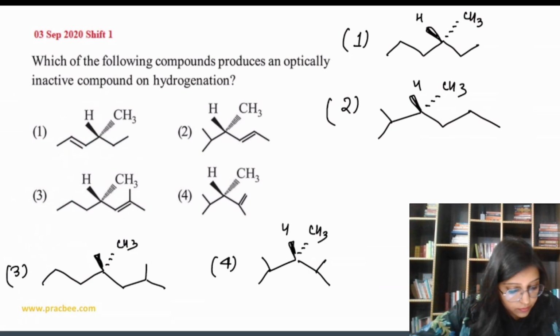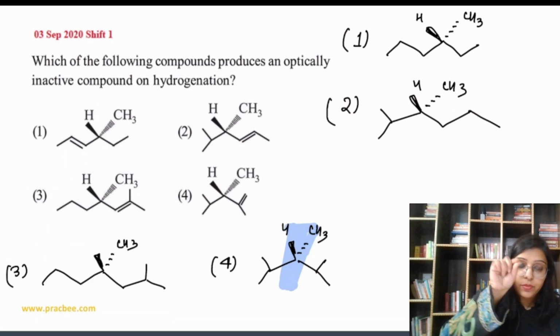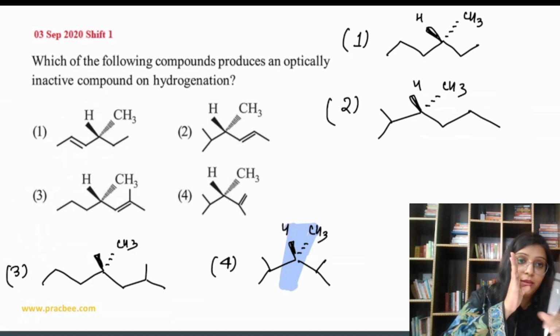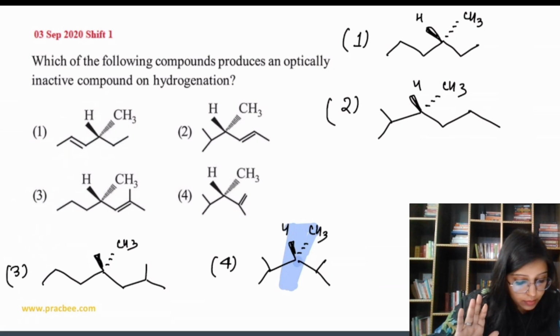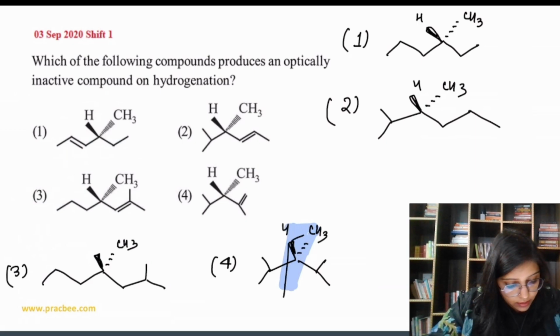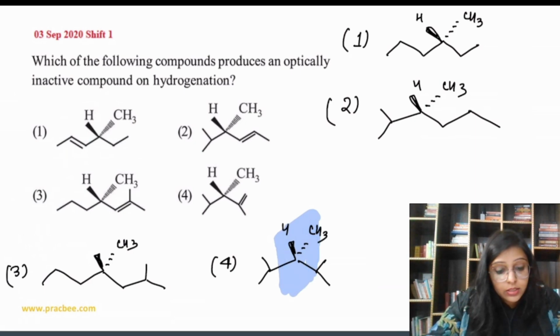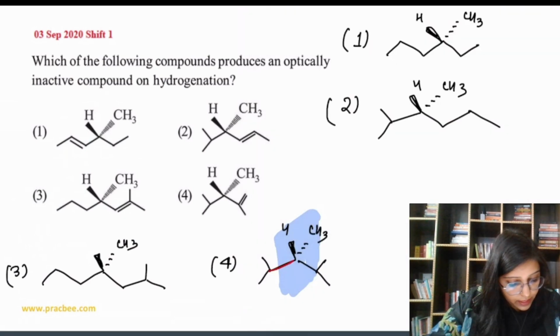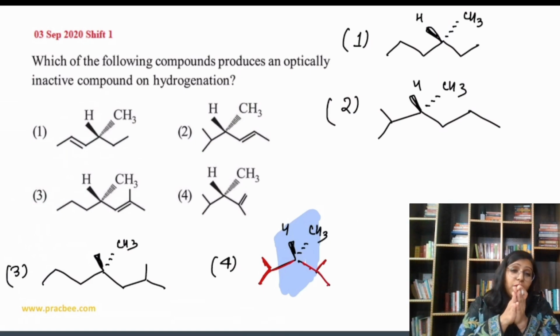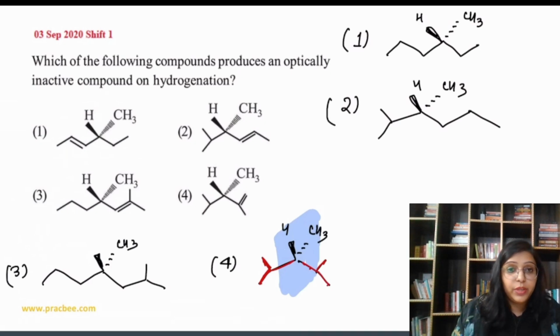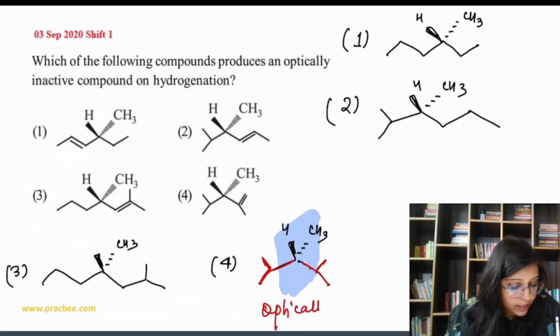So if you see this plane here, this plane cuts hydrogen, methyl and this carbon. So if this is going to be the plane, we can say this should be the plane. So it cuts the molecule into two equal halves. See, we have the same isopropyl here and here also isopropyl. So if this is a plane, then it cuts the molecule into two equal halves. So this is going to be optically inactive.